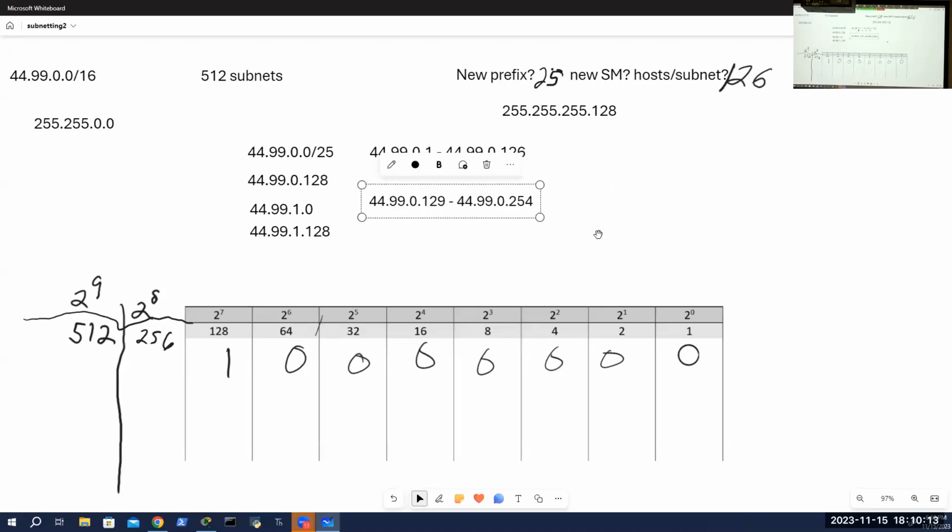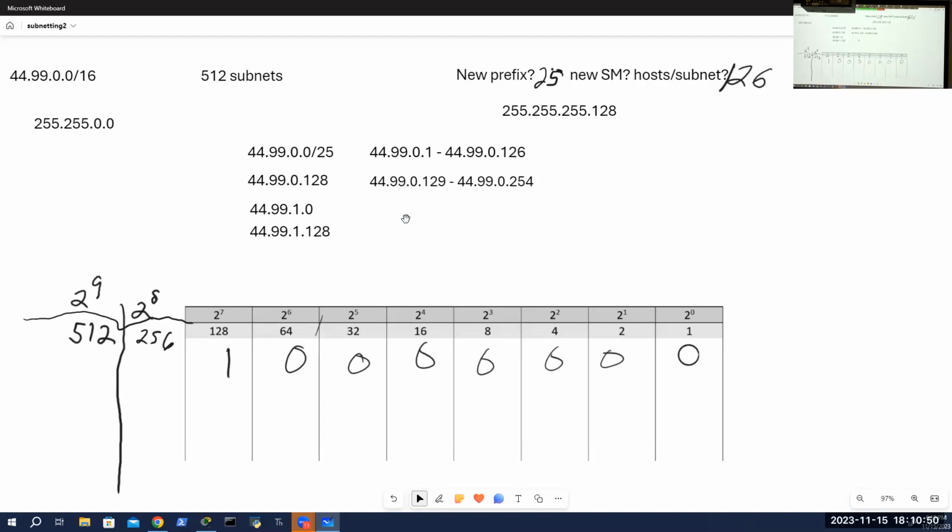Those are usable host addresses, because you can't have the 256 or the 255, so it's minus 2 from that. Whenever we say host addresses, that implies you have to be able to assign an IP address to an interface. So you can't assign the network ID, the .128, and you can't assign the broadcast, which would be 255.